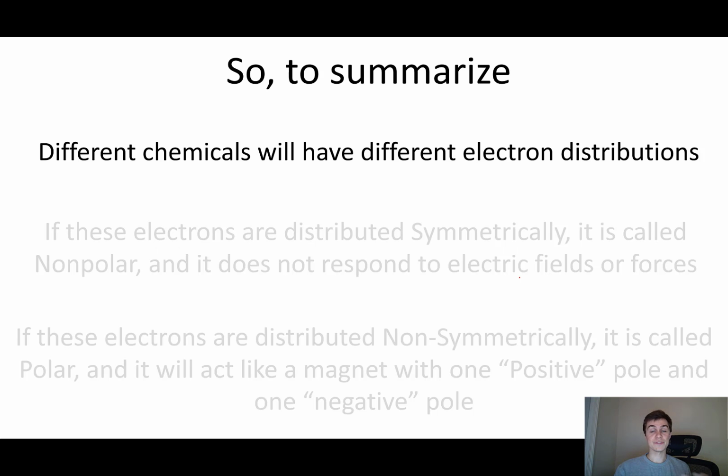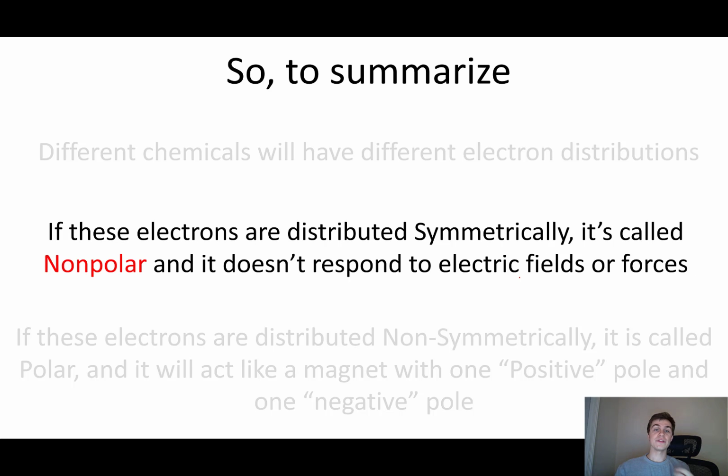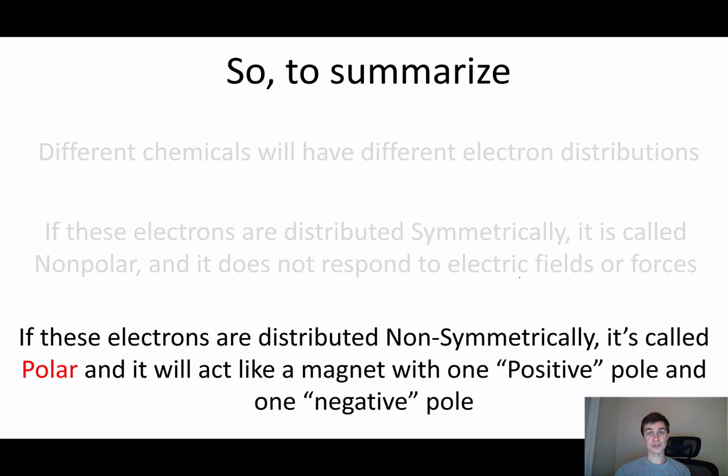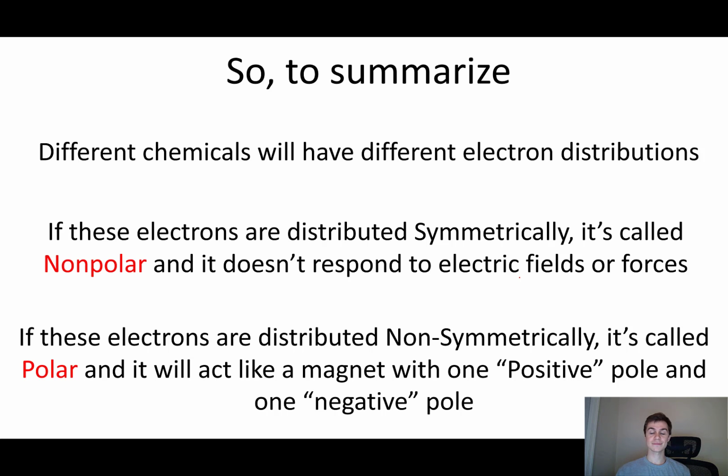So let's summarize. Different chemicals are going to have different electron distributions. If these electrons are distributed symmetrically, and that means like in a tug of war where they're tied in every direction, it's going to be called nonpolar. It's not going to respond to electric fields or forces, and the electrons are going to be more or less evenly distributed. But if they're not symmetrically distributed, for example, one side has a lot and one side doesn't have a lot of electrons, it's going to be called polar because it has a positive pole and a negative pole. And it'll act like a little tiny molecular magnet. If you know the words nonpolar and polar, and what this actually means, then you will have learned what you're supposed to from this lesson. I hope this was helpful.